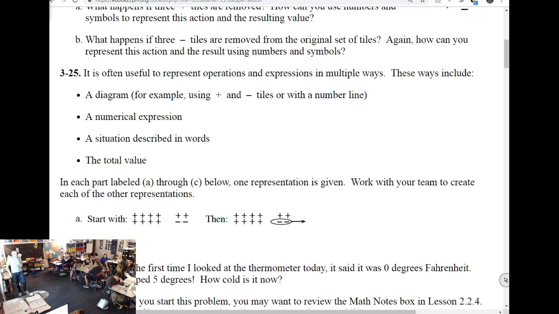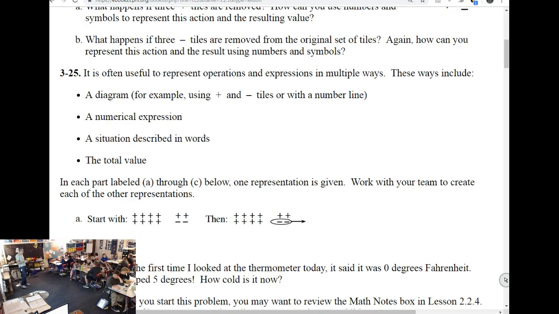So if we talk about diagrams of pluses and minuses, we might grab out the algebra tiles in a minute, or the integer tiles. Sorry, I keep calling them algebra tiles. But we want to have all these different ways to talk about things. Can we draw a picture to represent it? Can we write the math that goes with it? Can we make up a situation, like a story that could go with it?